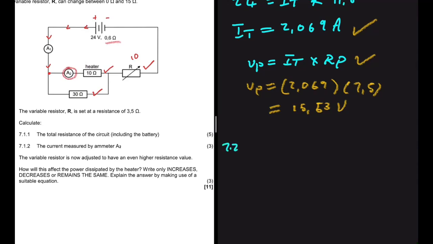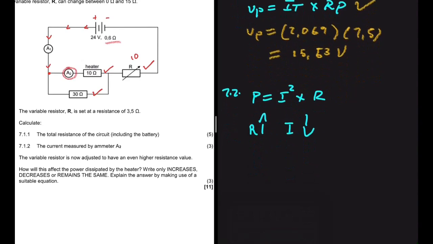So what is the equation for power again? Power is equal to I squared multiplied by R. So what is going to happen when the resistance increases for the entire circuit? When the resistance increases, the current is going to go down. If the current goes down and P is directly proportional to I squared, then the power should also go down. It should decrease. So the answer to 7.2 should be decreases, as we can clearly see from our equations.